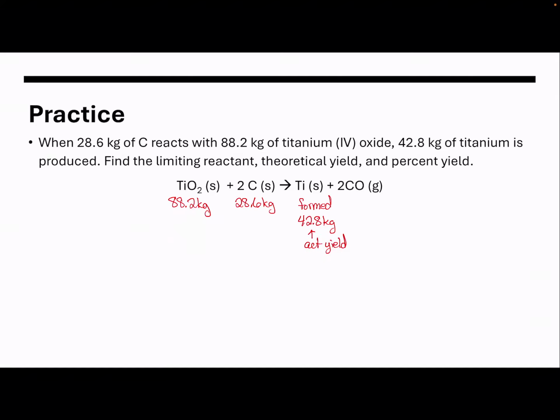In case you don't have your periodic table readily accessible, titanium has a mass of, where is titanium? Ti. Should be right there. Titanium. Oh, there it is, 47.88. And oxygen is 16. And carbon is 12.01.